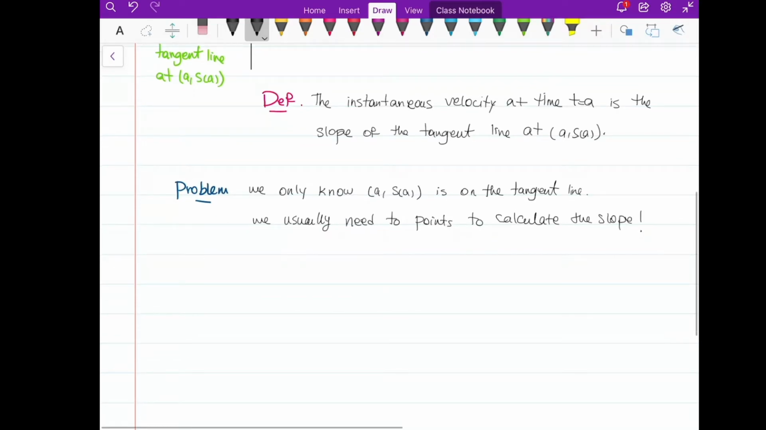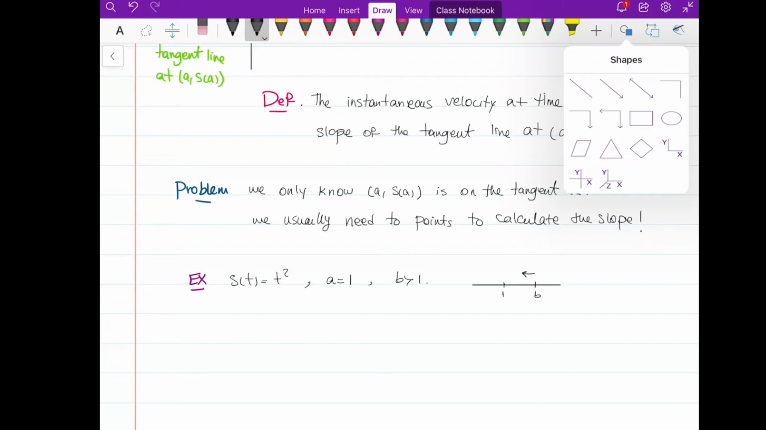But let's look at the instantaneous velocity for now. As an example, let S of t be t squared, and A is equal to 1, and B is another time that is greater than A. Then we know that we have 1, and then this is B, and we know that B is getting closer and closer to 1, right? So let me graph it first.